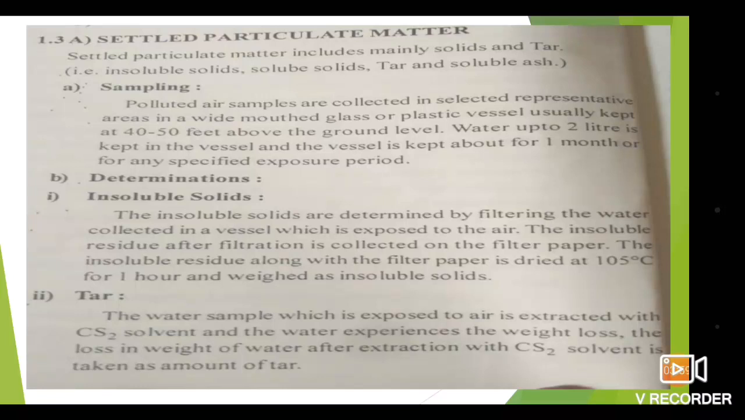First is the sampling: how to sample the given air for the analysis of settled particulate matter. Polluted air samples are collected in selected representative areas in wide mouth glass or plastic vessels, usually kept at 40 to 50 feet above the ground level. Water up to 2 liters is kept in the vessel, and the vessel is kept for about 1 month or any specified exposure period.